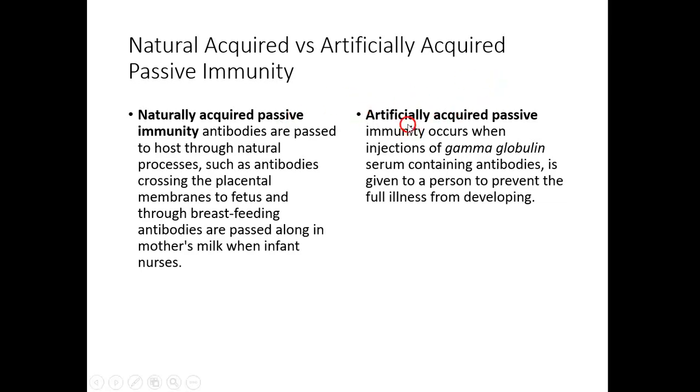And then the last one is that you're having artificially acquired passive immunity. And in this case, it means that you are having the antibody injected into you due to a biological process or due to an exposure that has caused the host not to be able to produce antibodies fast enough. So that'll occur in something like rabies or something that is very rapid, that you need to have those antibodies immediately to prevent illness from occurring.